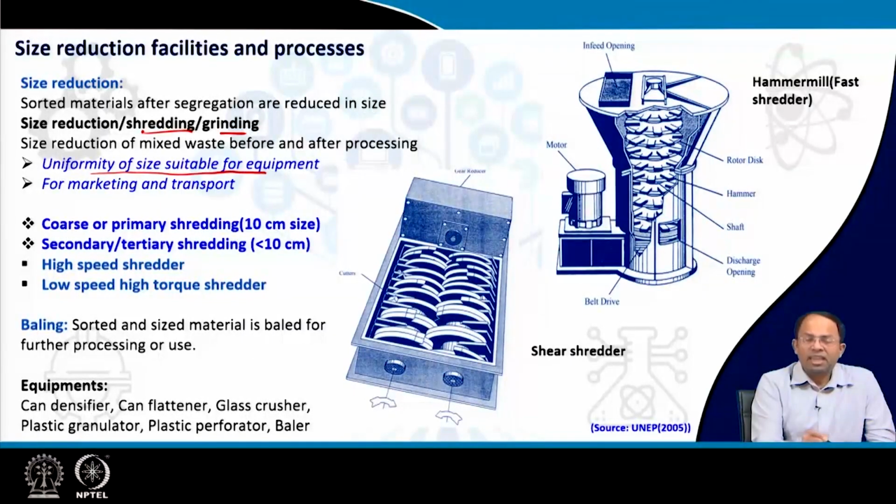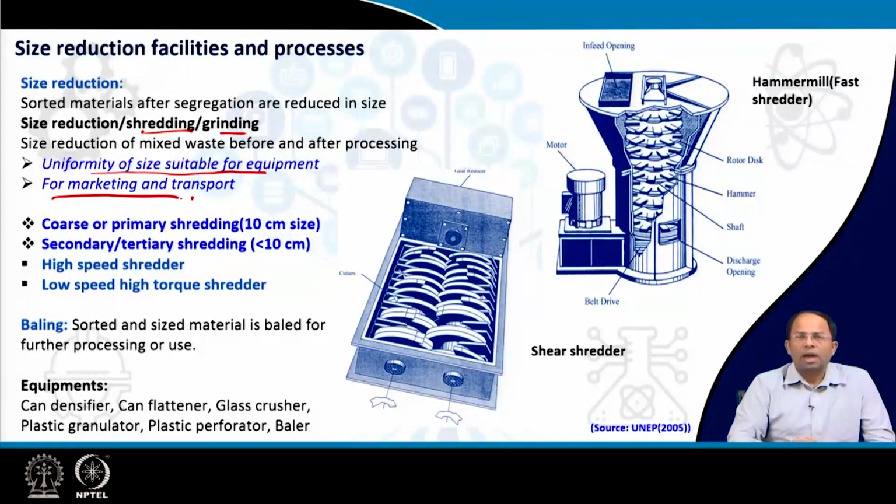First of all, it makes the size uniform for all this shredded material, which is suitable for subsequent use of equipment, right? Because all waste that goes in is uniform in size, or it is also useful for marketing and for transporting. So, for example, in biomethanation plants, you will see that the waste is shredded and then put into the biomethanation digester. So that's the same thing. That means if uniformity is there, then usually the processes improve.